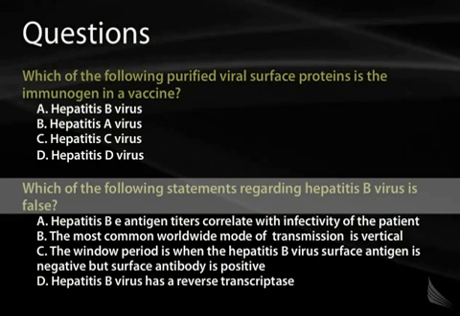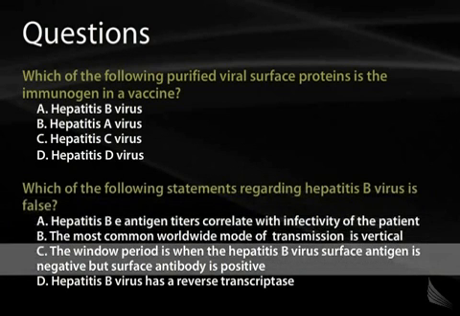Well, we know that A is true, that the E antigen titers correlate with infectivity. We also know that the most common worldwide mode of transmission is vertical. C is incorrect. The window period is when you don't have surface antigen, nor do you have surface antibody. The only thing you have is IgM to core. And D, hepatitis B virus does have a reverse transcriptase.